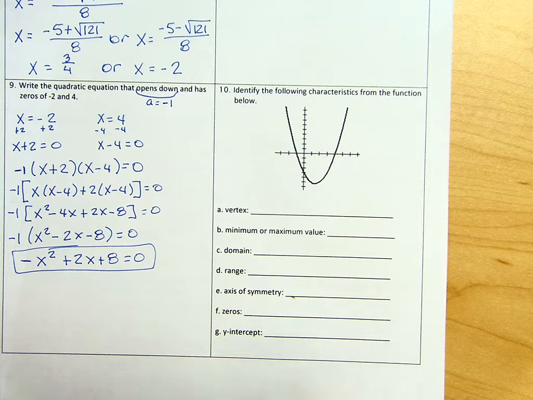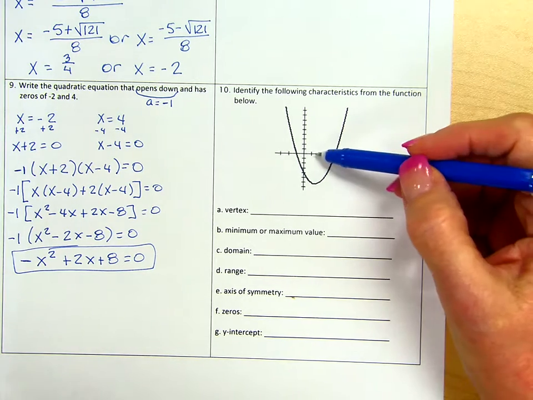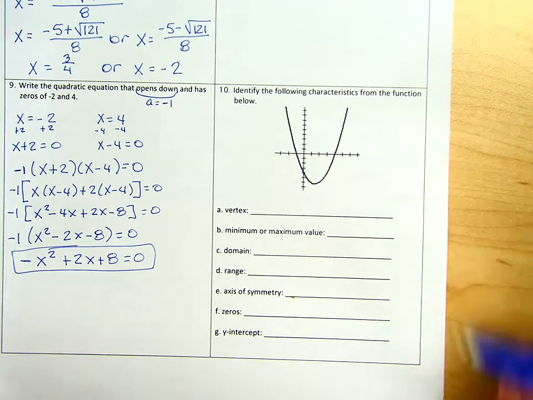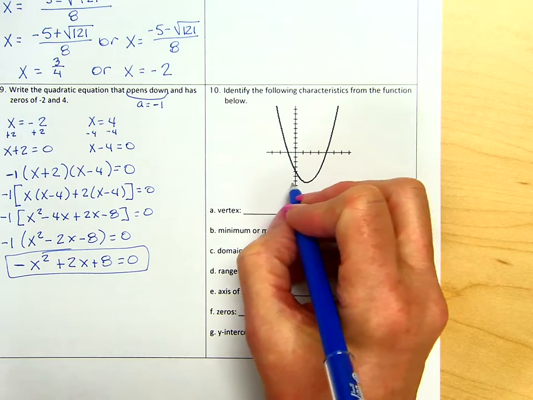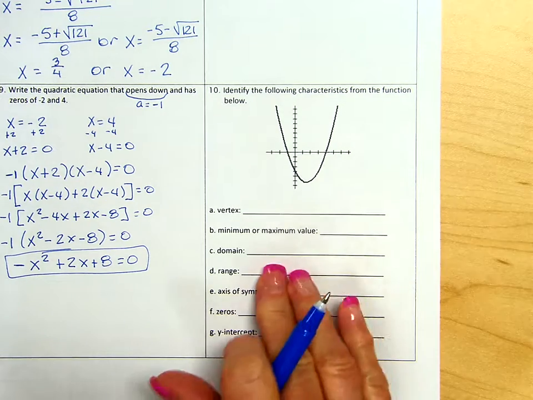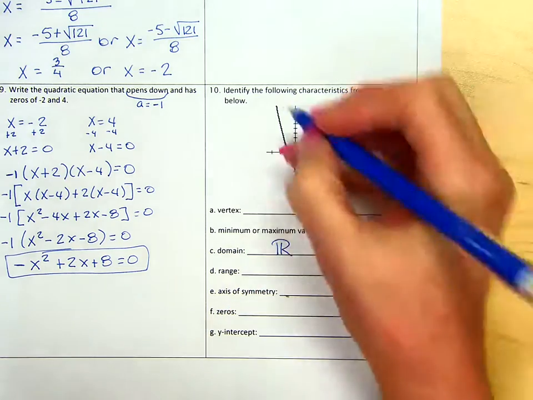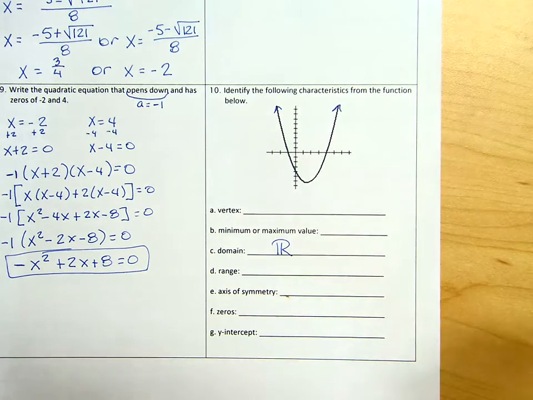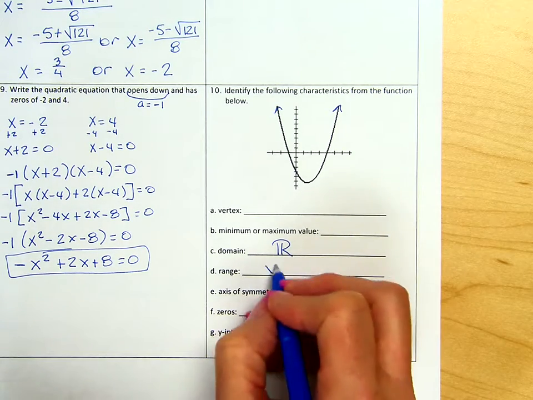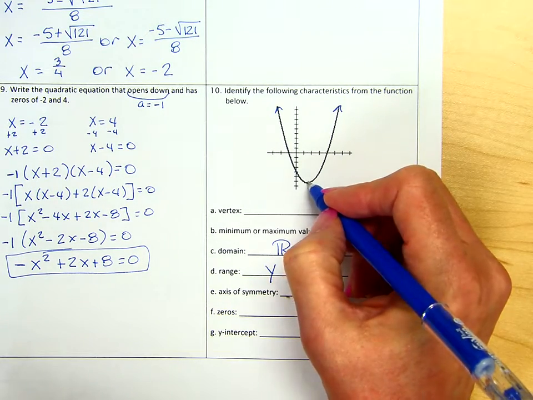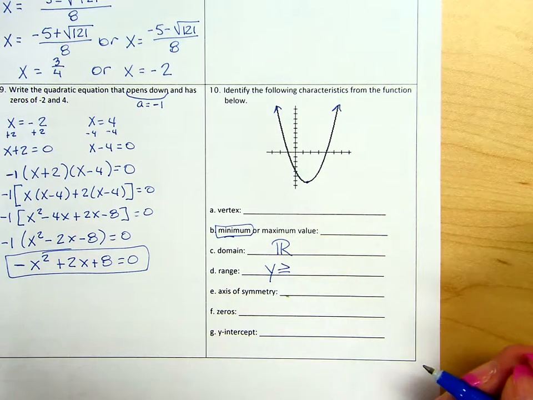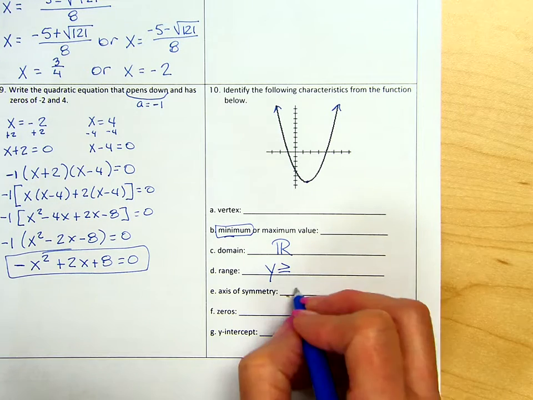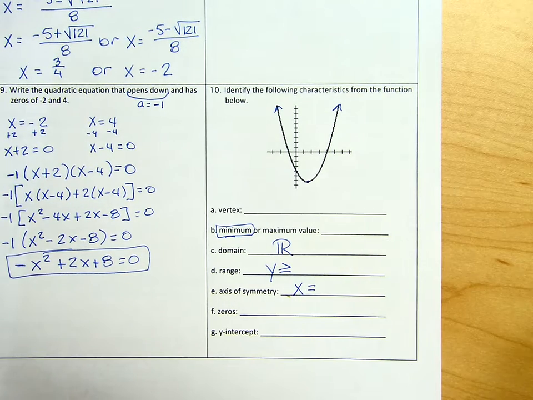For number 10, we have to identify the following characteristics from the function below. The vertex is going to get a little tricky. It's somewhere around 1. And so my minimum or maximum value down here is a little past that 6. I do know the domain, because the domain is always going to be all real numbers, because this should have arrows on it. My range, because this is going to be a minimum, is going to be greater than or equal to. My axis of symmetry is going to be an equation that says x equals.